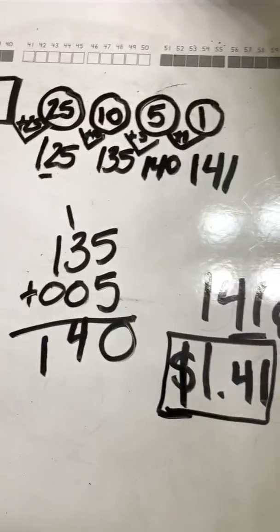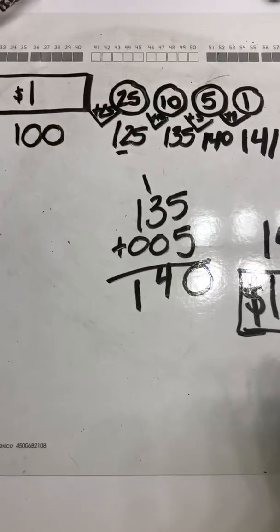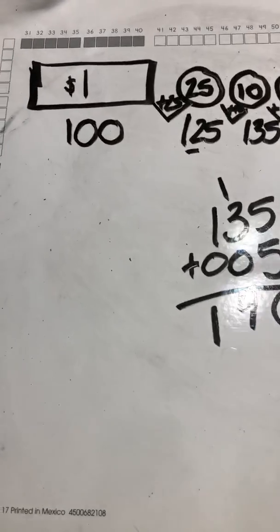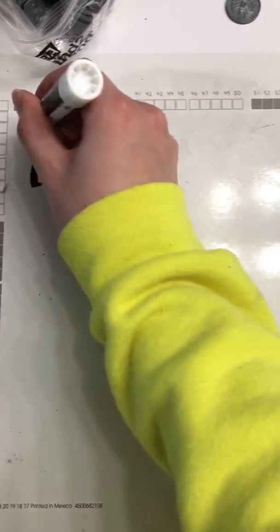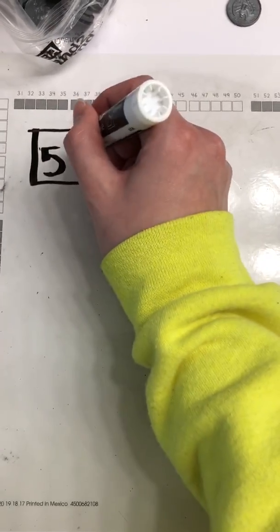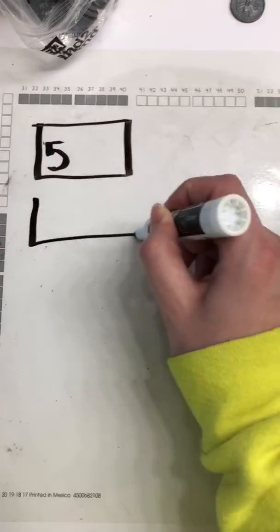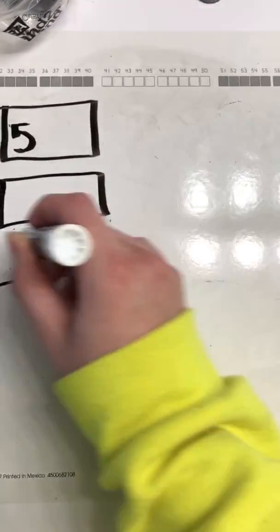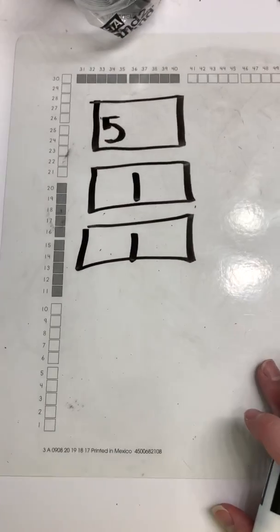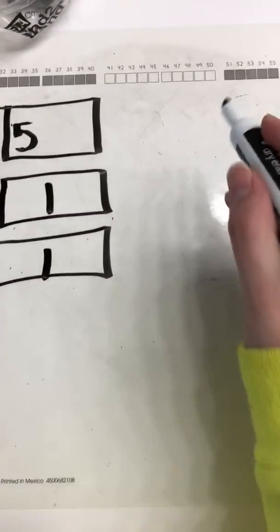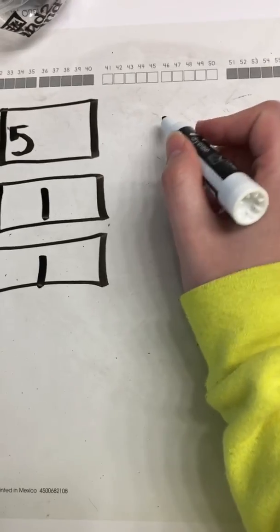Now let's do the same thing and let's add a couple dollar bills together, okay? So I'm going to give you 5 seconds to erase. 5, 4, 3, 2, and 1. All right. So now let's do a $5 bill, okay? And let's do 2 ones with it. And I'm going to put my bills all together because those are pretty easy to count. Now let's do our coins after that.